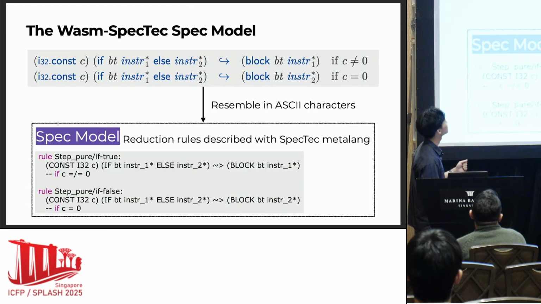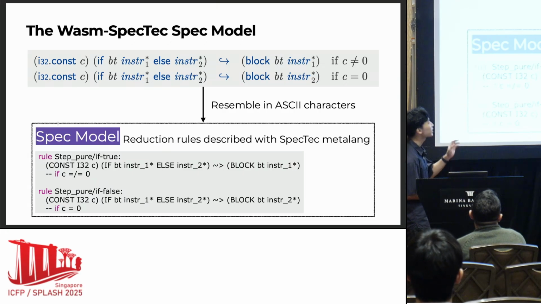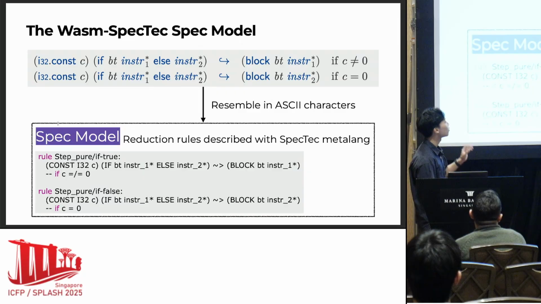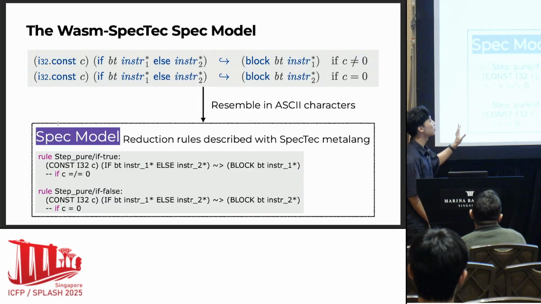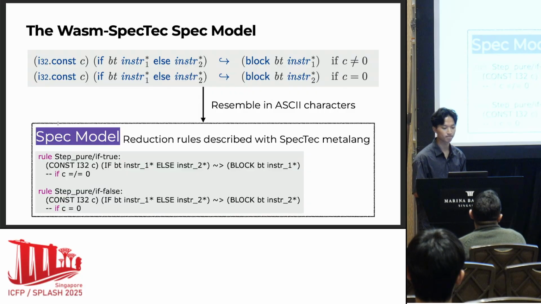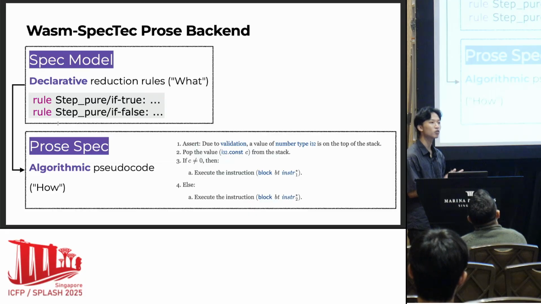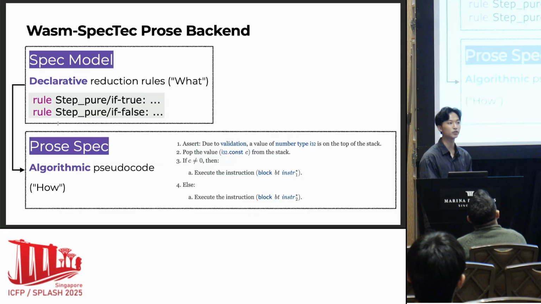And of these two models, Wasm-SpecTec chooses the formal spec as their spec model. So they come with a meta language that is designed to very closely resemble the textbook-style formalizations in ASCII characters. Below, we see the mechanized spec model in Wasm-SpecTec for the dynamic semantics of the if instruction. And we can see that it very closely resembles the formal specification above. Then from the specification model, Wasm-SpecTec automatically generates the prose specification.